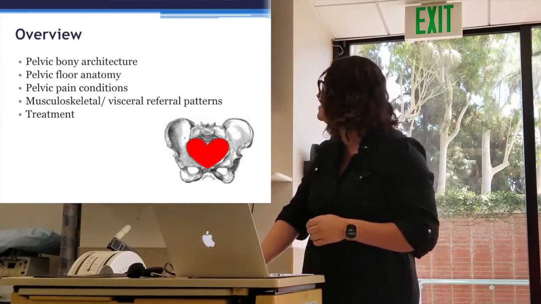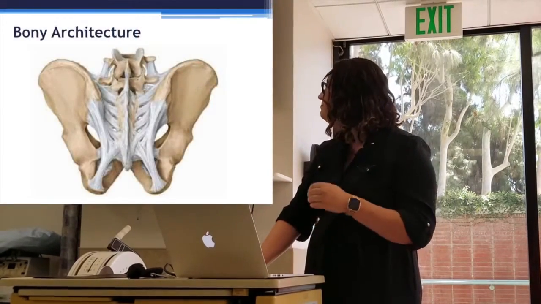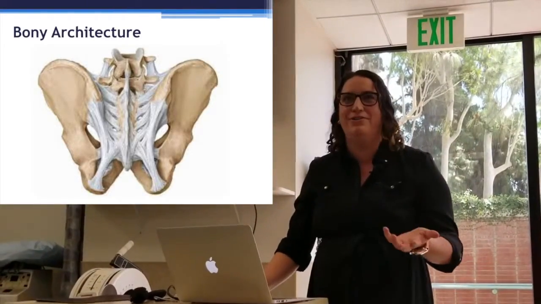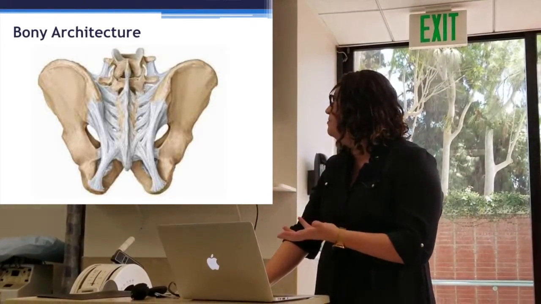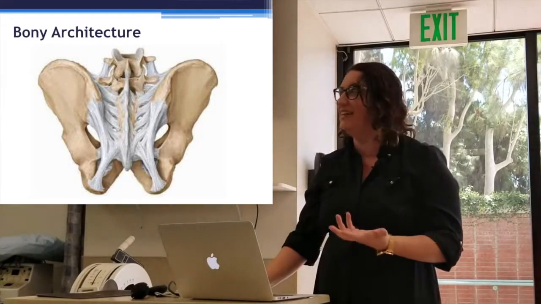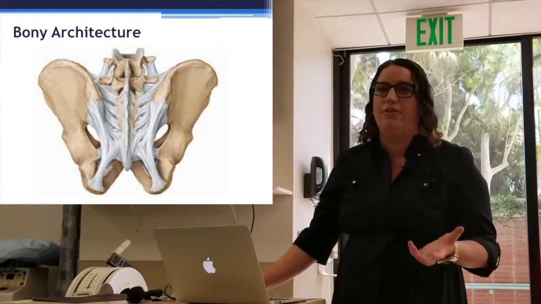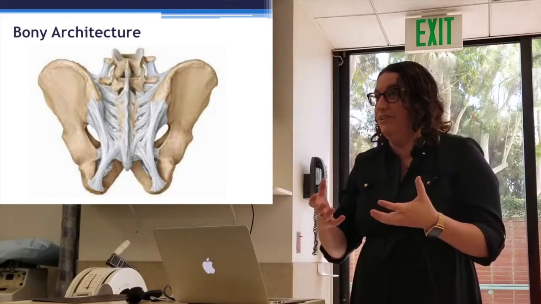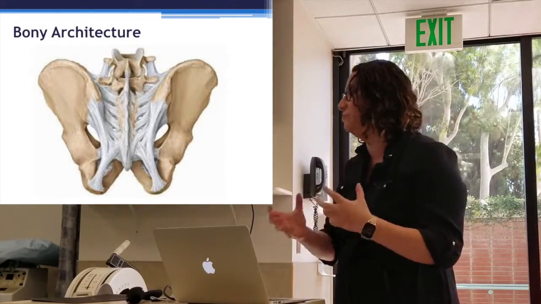So I love the pelvis. This is why I do what I do. So the bony architecture, this should look familiar. We have two innominate bones, we have a sacrum, and we have a pubic symphysis that kind of connects all of this together. These are load-bearing structures, so when we sit, when we stand, that is going to allow us to have some mobility and some play within those joints.